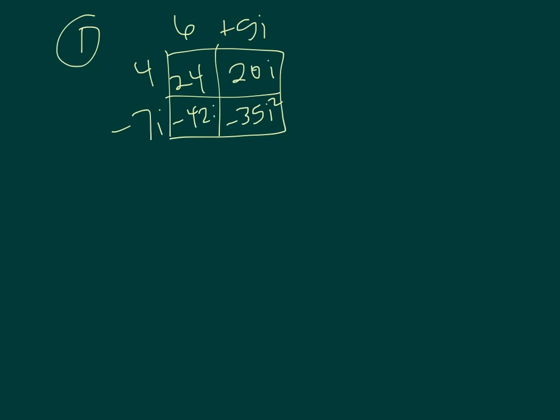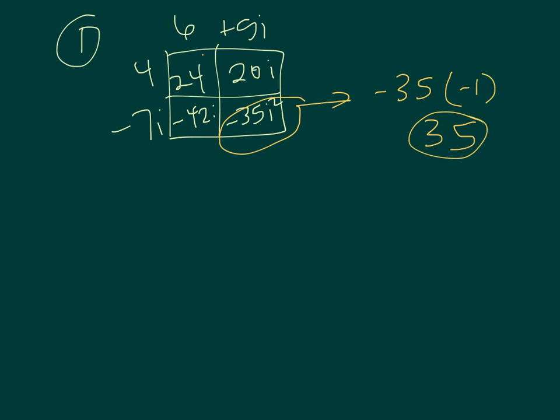So negative 35i squared is actually negative 35 times negative 1 because i squared is negative 1. So that's actually a positive 35. So we're going to add 35 and 24 to get 59. And then these guys are like terms. So negative 42i plus 20i is negative 22i.